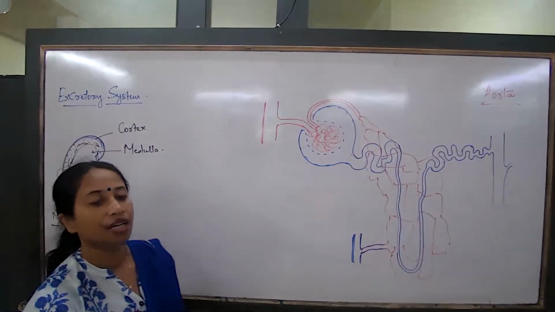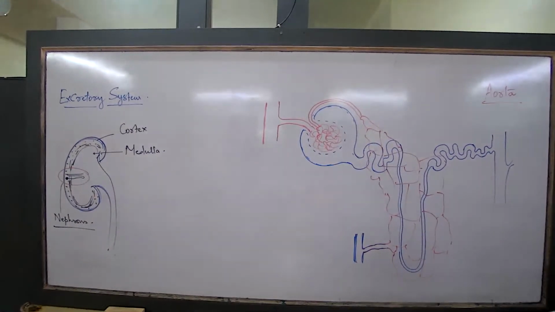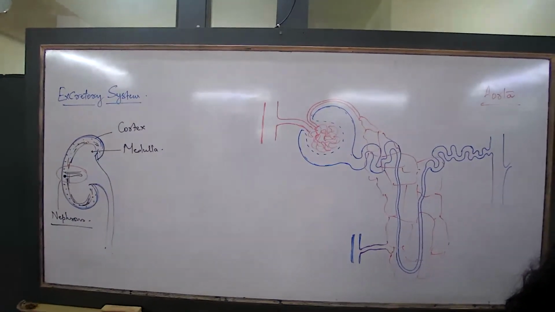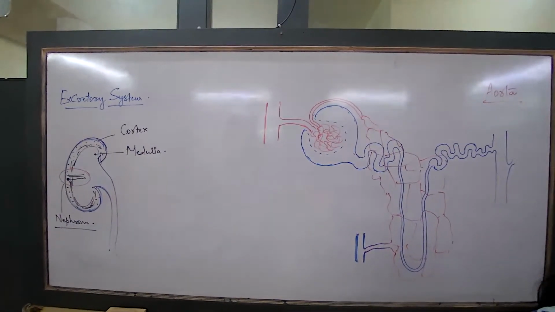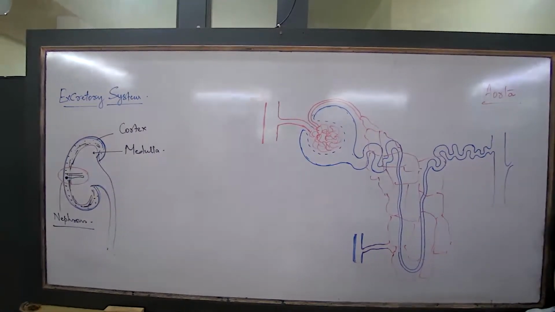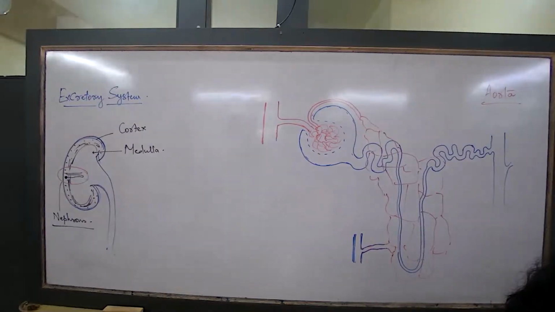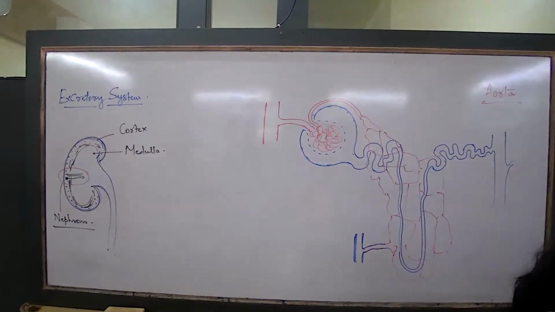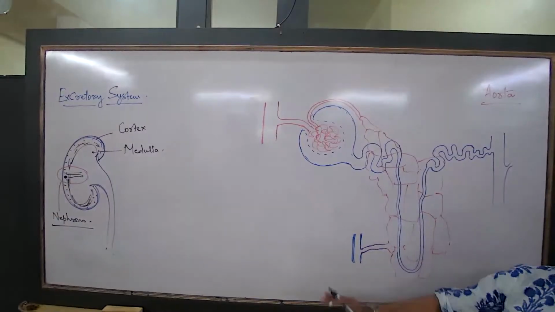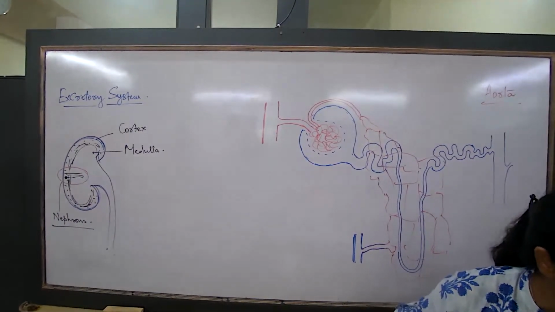Definition, what do you have to write? Nephrons are the structural and the functional unit of the kidneys. Why structural? Because the entire kidney is made up of the same typical structure. Millions, in millions the structure is the same. Why functional unit? Because all of them are performing the same function, filtration of the blood. So nephrons are known as the structural and the functional unit of the kidneys.